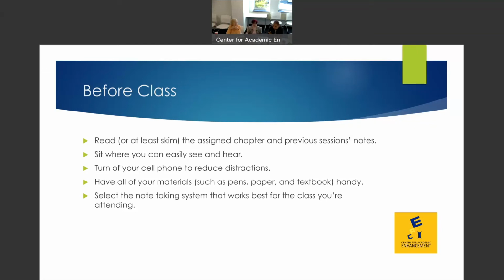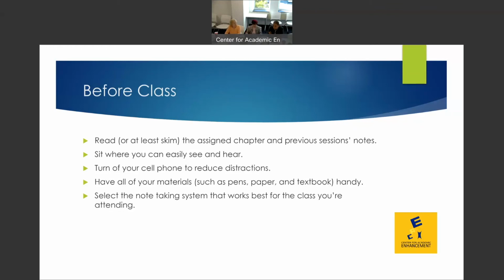Have all the materials that you need when you sit down. A piece of paper, a pen, the textbook, whatever it is that you're working on. If it's a handout or if it's a digital copy of a short story, make sure that you have access to it because you're going to need it during the course of the class, all right?